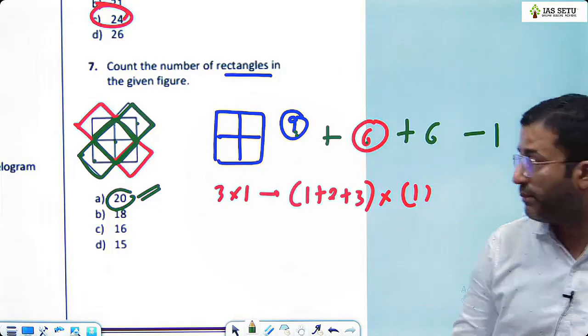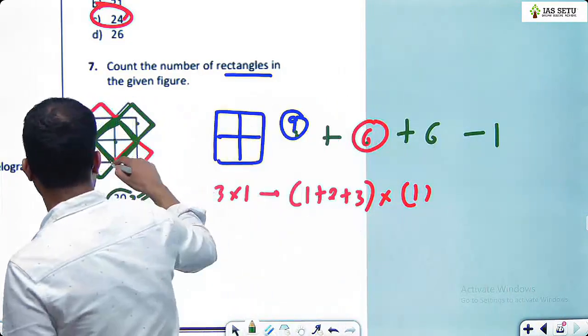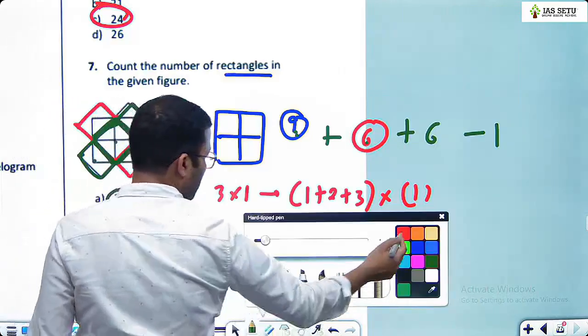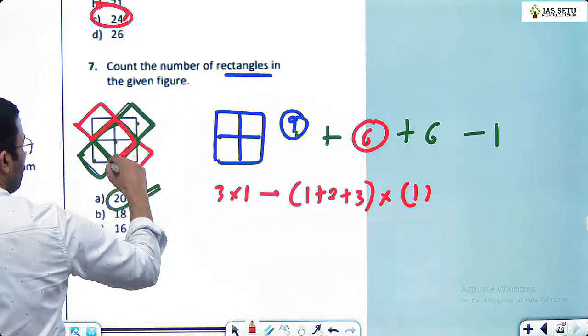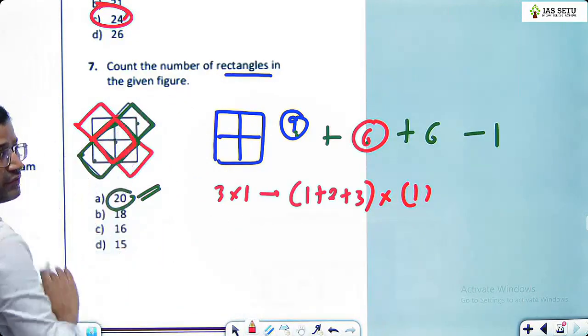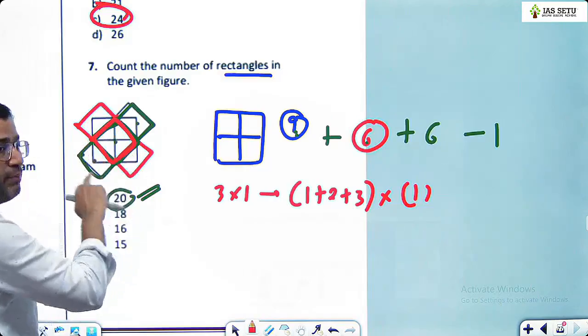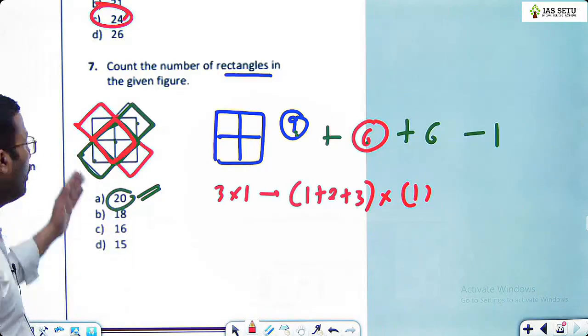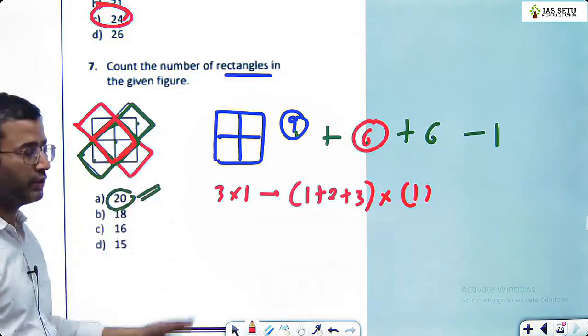क्योंकि ओवरलैपिंग, ये जो रेक्टेंगल है ये आपने रेड में भी काउंट किया है. This rectangle here you have counted in this figure also, in this figure also. So you cannot do double counting of any of the rectangle, or you can count manually if you want.